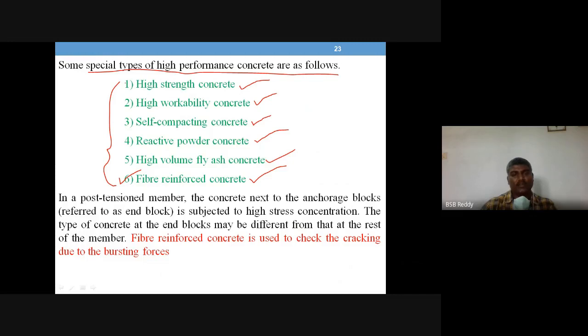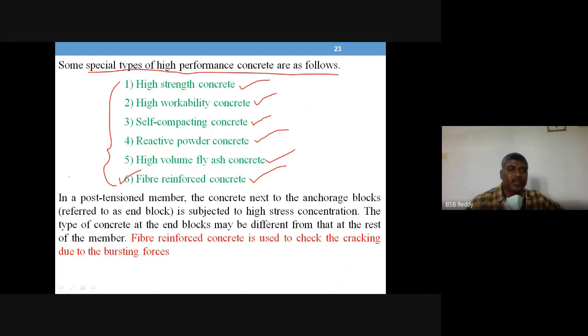Okay. So likewise, you have some special types of high performance concretes also available. The first one includes very traditional high strength concrete and high workability, and wherever compacting is a problem, we go for self compacting concrete. And reactive powder concrete, high volume fly ash concrete, fiber reinforced concrete.